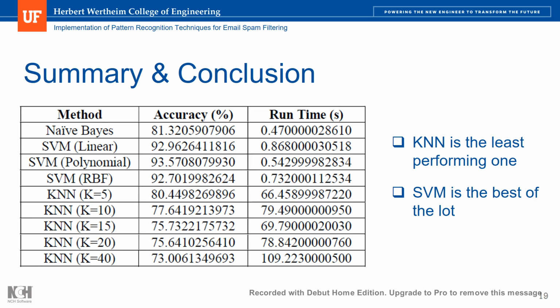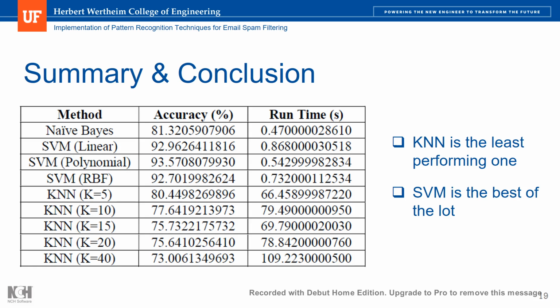From this table of results, it is evident that KNN has lesser accuracy and also takes a lot more time than the other two. This table also indicates that SVM is the best of the lot, as its accuracy compared to naive Bayes is significantly more, while the increase in the running time of SVM is only fractionally more when compared to that of naive Bayes.